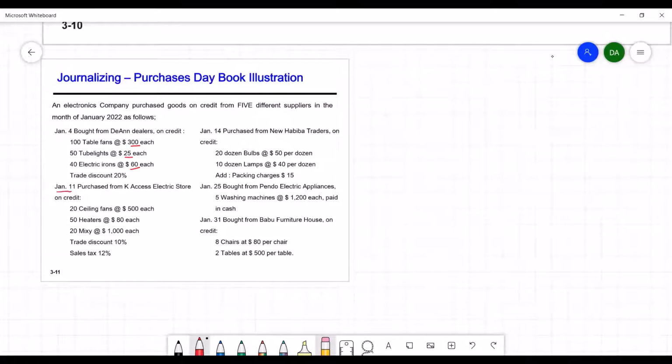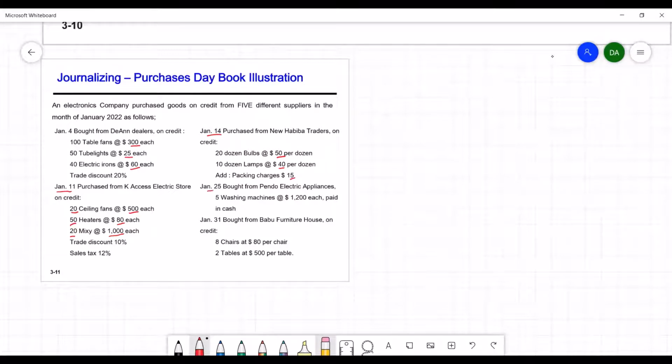On 11th January, purchase from K-Access Electronics Store on credit, 20 ceiling fans at $500 each, 50 heaters at 80 shillings each, 20 mixie at $1,000 each, trade discount 10% and sales tax at 12%. On 14th January, purchase from Habiba Traders on credit, 20 dozens of bulbs at 50 per dozen, 10 dozens of lamps at 40 per dozen, a parking charge of $15.